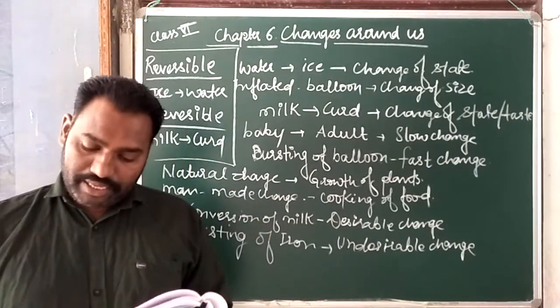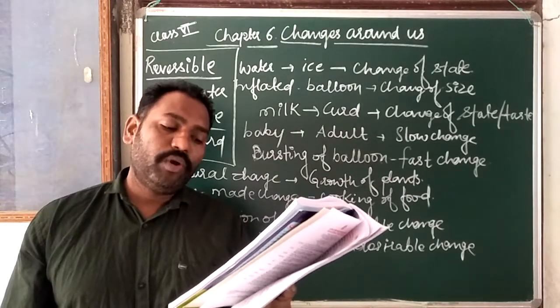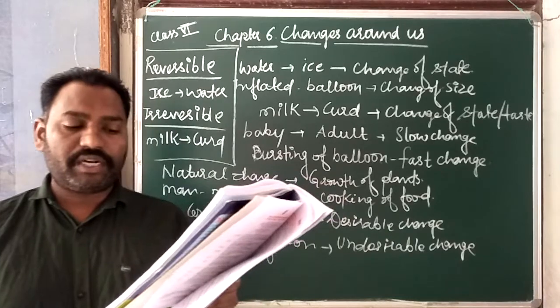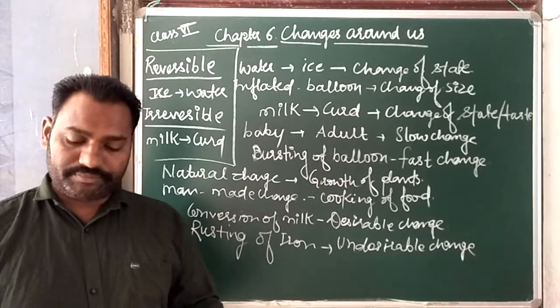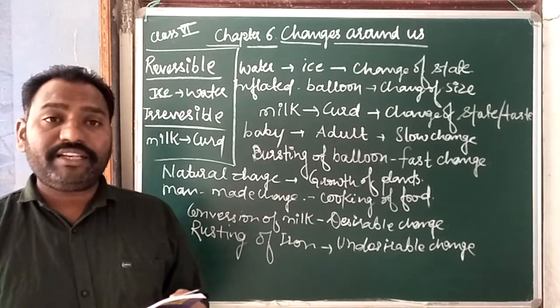Okay, so stretching a rubber band, squeezing a piece of sponge, blowing a balloon, folding a piece of paper to make a boat or a fan, melting of ice, freezing of water are all reversible changes. So these all are the reversible changes. Okay. And what are the irreversible changes?